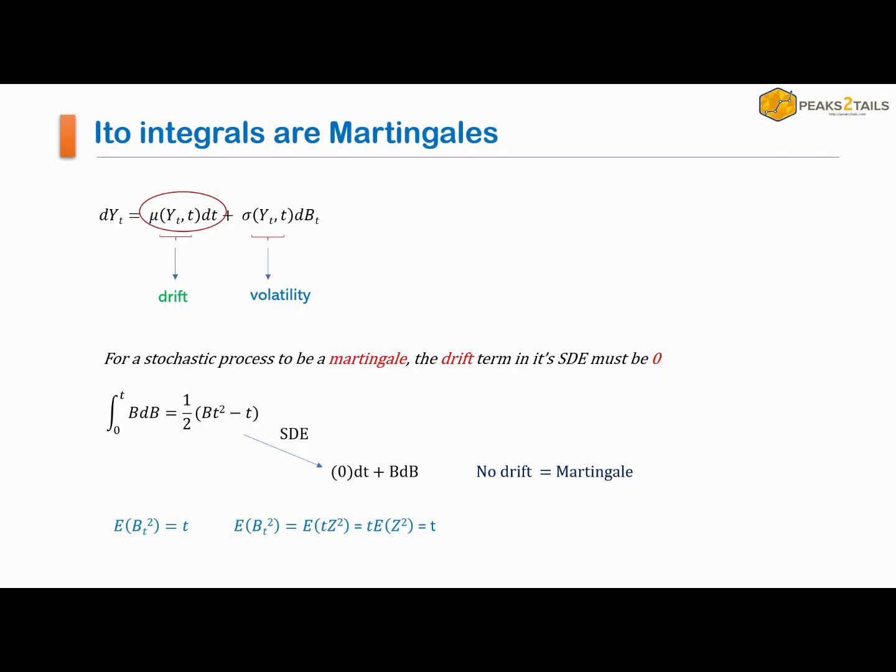So in order to show a process is a martingale, the definition is that future expectation has to be the last known value. In this case, it will be 0, right? The other way to show this would be, if we have access to the SDE of the process, then the drift term has to be 0.